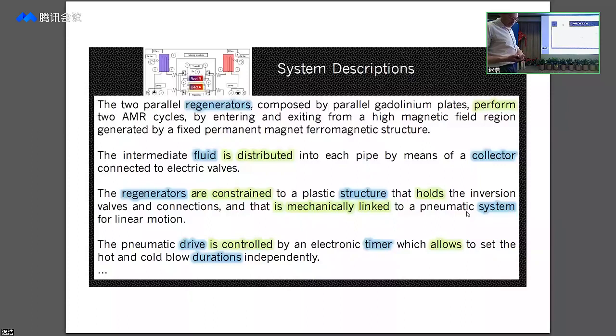It should work like this today. And hopefully it will still work like this tomorrow, right? So here you're absolutely right. We describe facts. So present tense, but you can see we have passive voice, depending on what the relationship is. Fluid is distributed in each pipe. You have to use a passive voice. Regenerators are constrained. Drive is controlled. You use the passive voice, active voice as you need it. But remember, when you describe machines, you use present tense because it's a factual statement. Okay? Everyone clear on that?